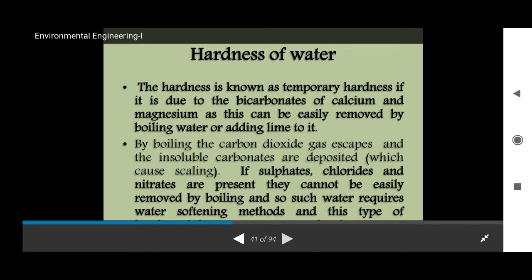If sulfates, chlorides and nitrates are present, they cannot be easily removed by boiling, and so such water requires a water softening method. For example, if nitrogen is present in a wastewater sample, then we'll have to resort to nitrogen removal methods like nitrification and denitrification, which will yield nitrogen gas as an end product, which is not a problem for our environment. But if it is left untreated, nitrate and nitrite in the water sample can greatly affect human as well as aquatic life.